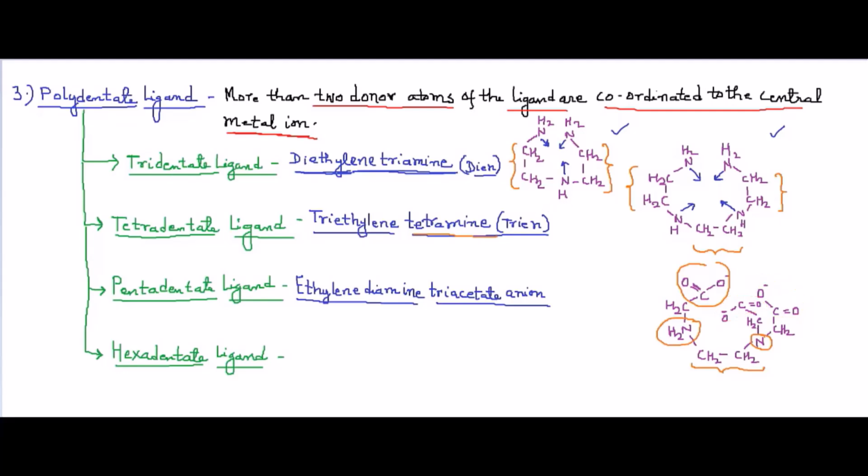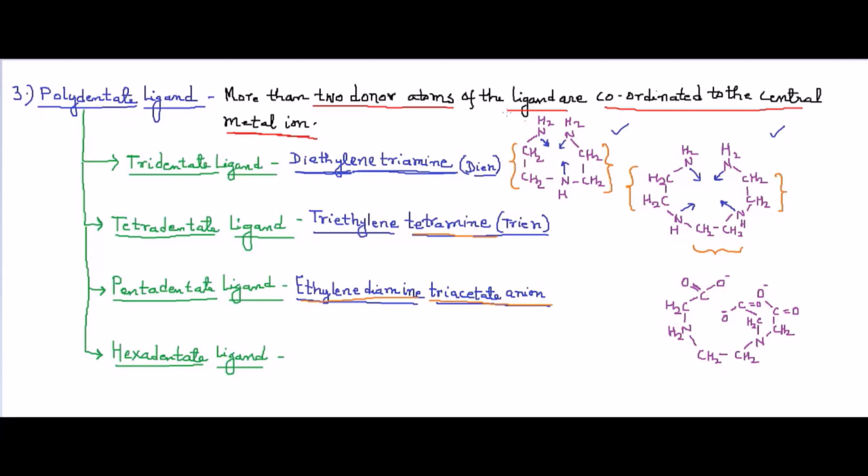So this is the molecule. It might look complicated, but it is not that complicated. You write ethylene diamine, then in one of the amino groups you add two acetate groups, right? Here you can see there are two acetate groups, and in another amino segment you can add only one acetate group. So there are in total 2 and 1, 3 acetate groups. That is why the name is ethylene diamine triacetate anion, right?